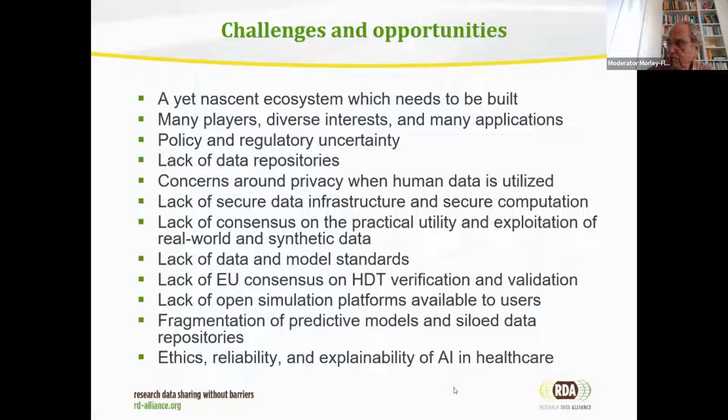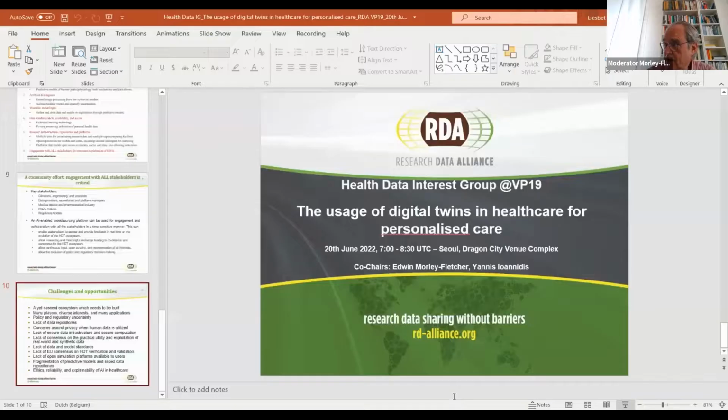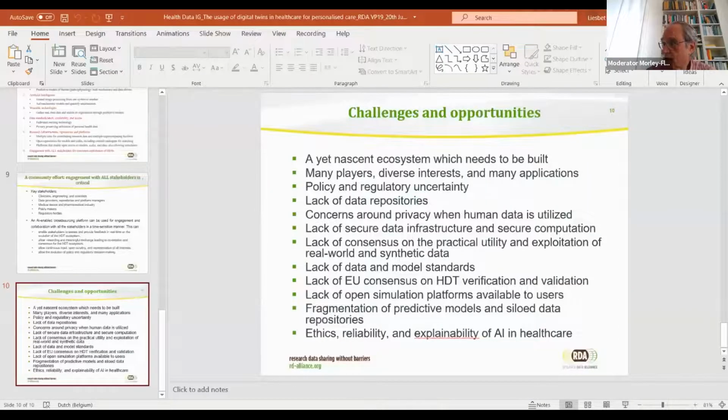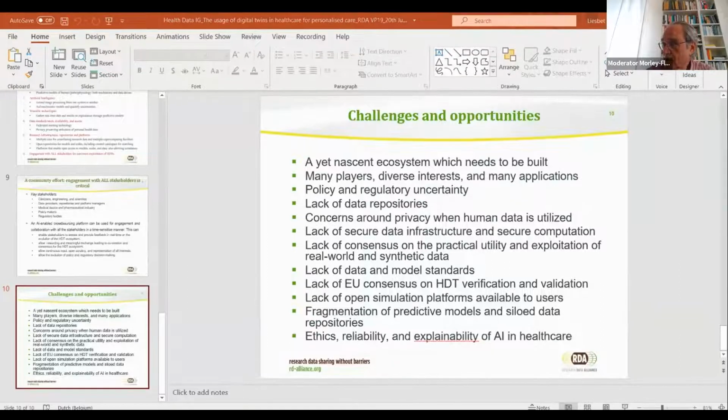I pass the floor now to Yanis Ioannidis, who's co-chairing this interest group with me. And it will be his turn to speak, and then Elizabeth Gaddis from the VPH Institute. Thank you so much.